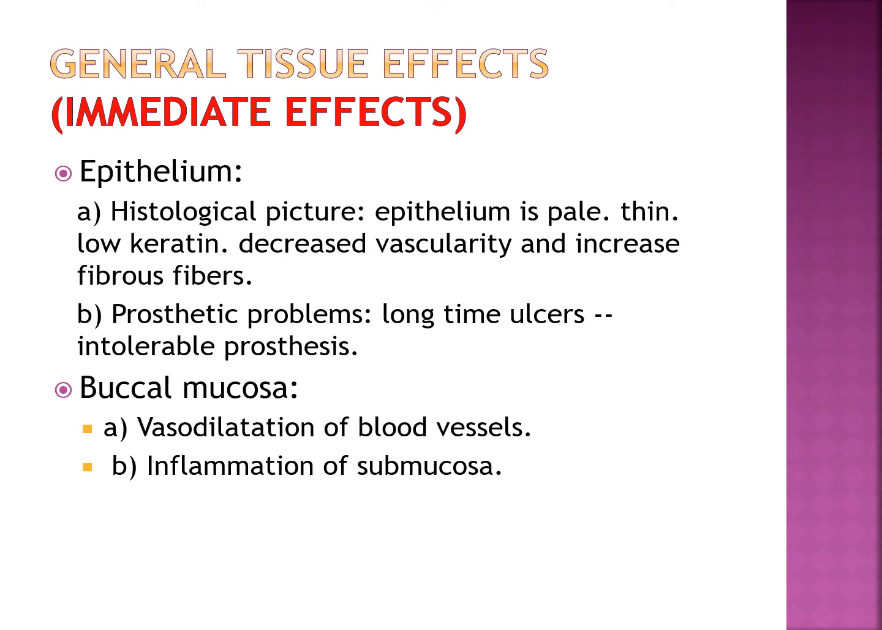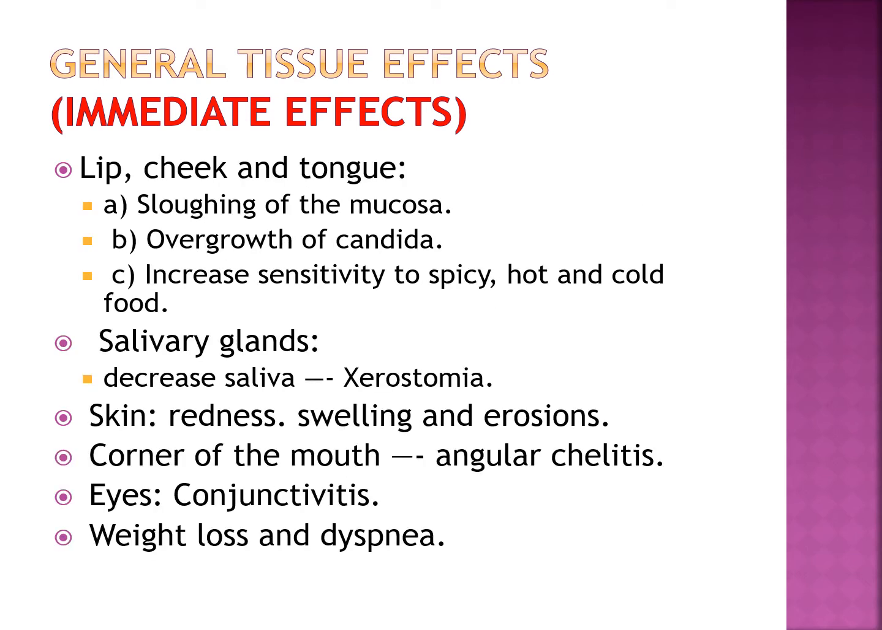هنا التيشو افكت زي ما احنا عارفين في immediate effect immediate على الابيثيليوم، وعندي histological picture: epithelium is pale and thin, low keratin, decrease الفاسكولاريتي and increase الفايبرس fiber. Prosthetic problem: long term ulcer, intolerable prosthesis. طبعا لو في اي ulcer اتكون لاي مشكله في البروسيس اللي احنا مركبينه للبيشنتس، هنا هيبقى في long time for healing الالسر دي. Buccal mucosa: vasodilation of the blood vessels, inflammation of the mucosa.